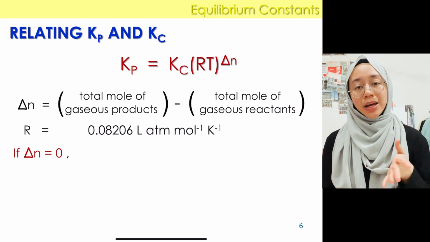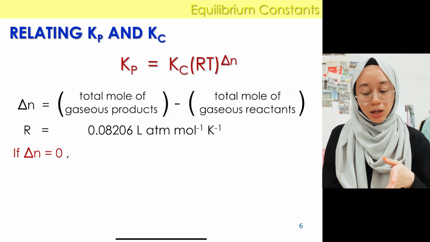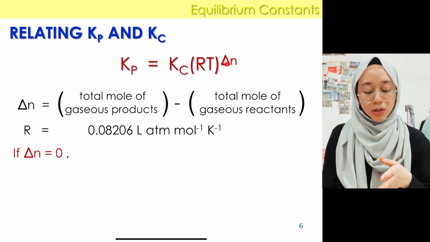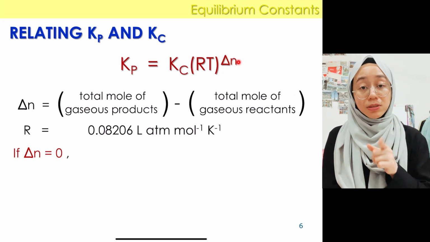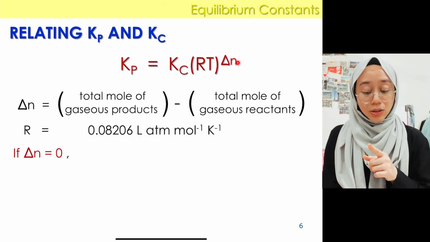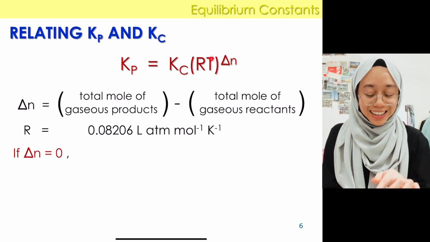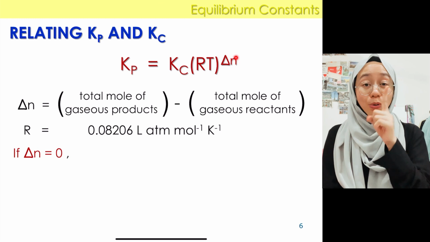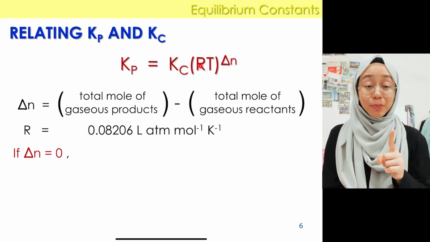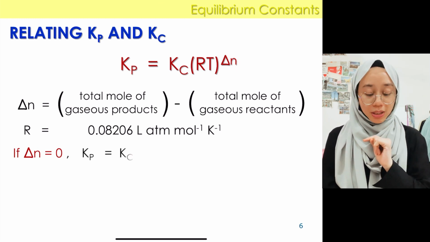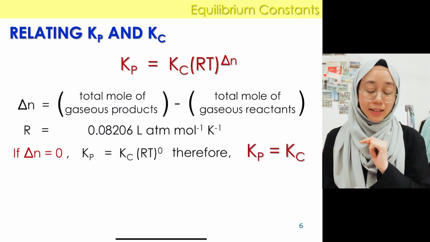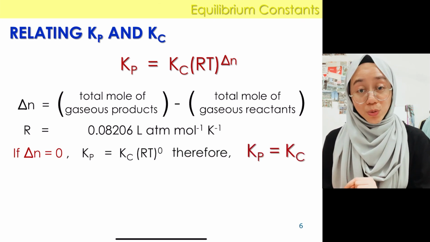So if delta n is equals to 0, kalau value ni adalah equals to 0, so everything kat sini to the power of 0, kita akan dapat RT to the power of 0, kita akan dapat 1. Maksud if delta n is equals to 0, Kp punya value adalah sama saja dengan Kc punya value.